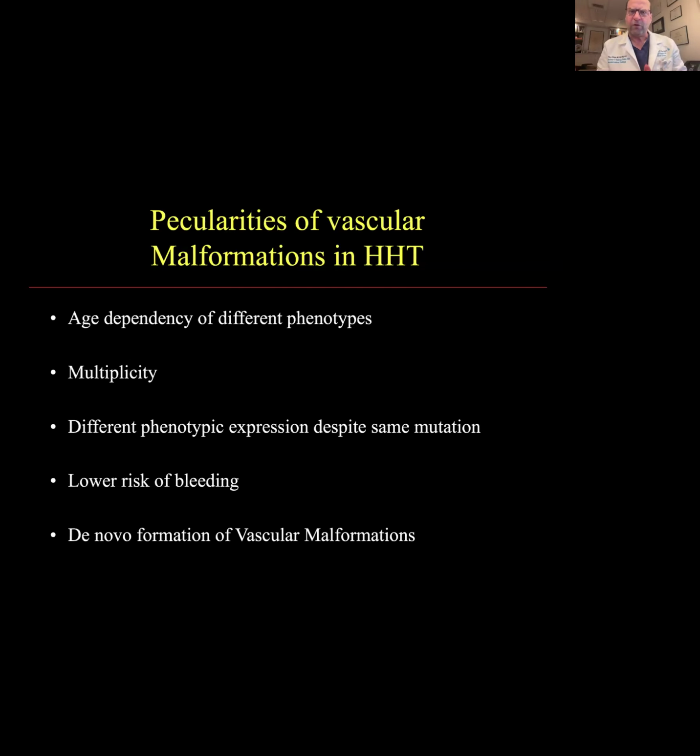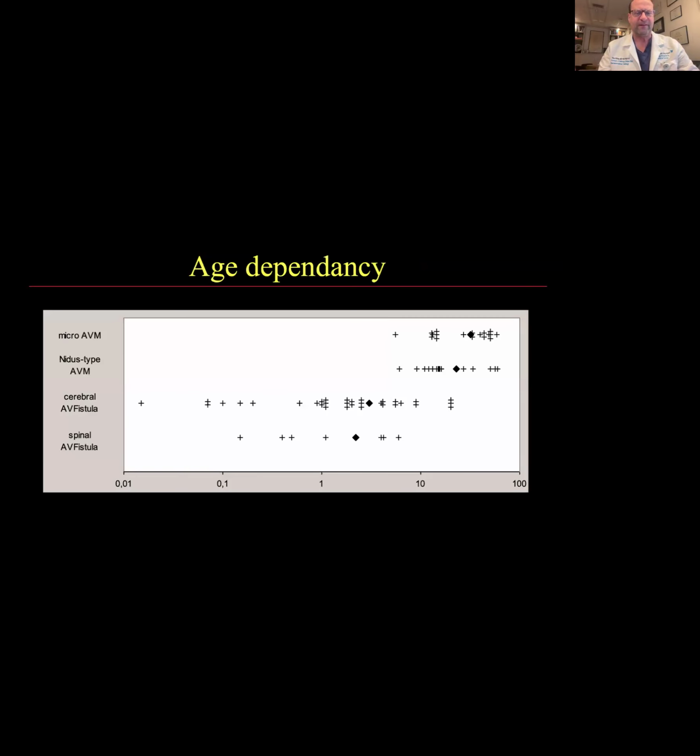So, let's talk about some of the peculiarities. Number one, age dependency of different phenotypes. You already heard it, but this is just to show you again the age on a logarithmic scale. So this would be a neonate, or newborn baby, on day one. This is 1 year of age, 10 years of age, all the way to 100 years of age.